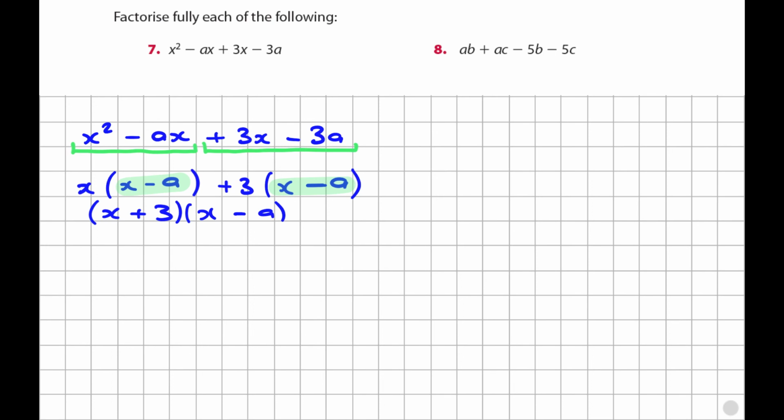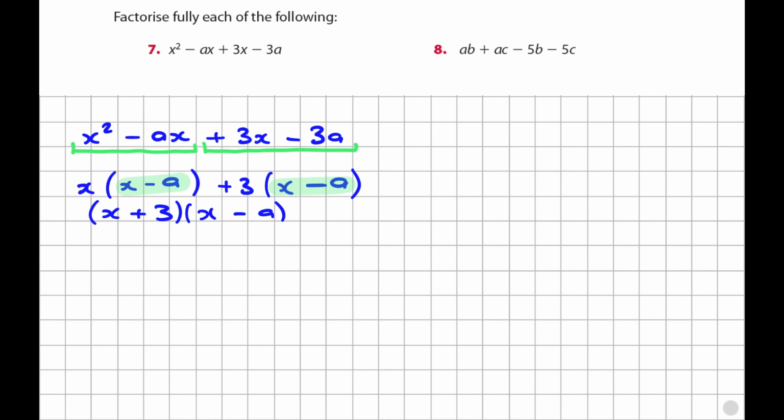And you can see there, if I was going to expand that, I'd have x times everything in the second plus 3 times everything in the second. So that would be my expression fully factorized. Okay. I'm just going to do question 8 there.